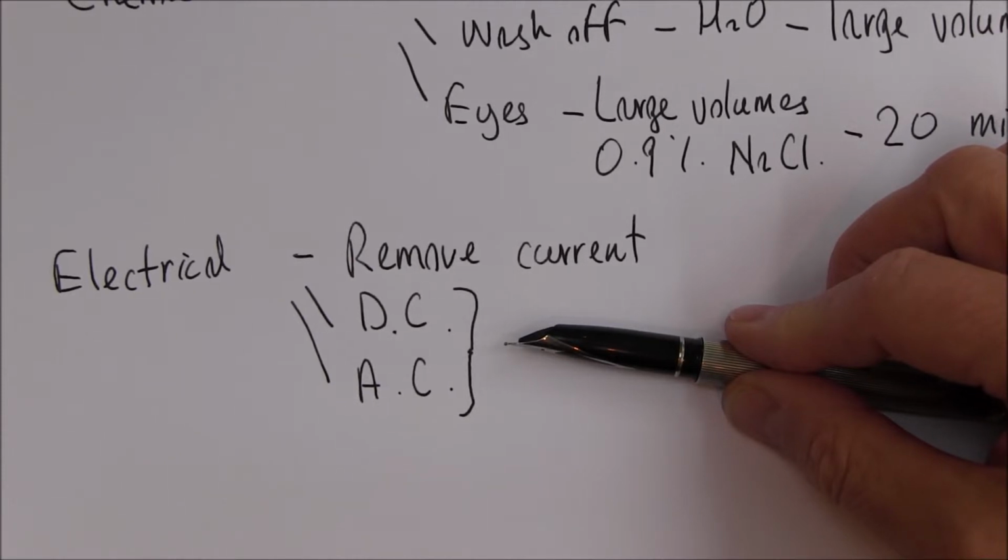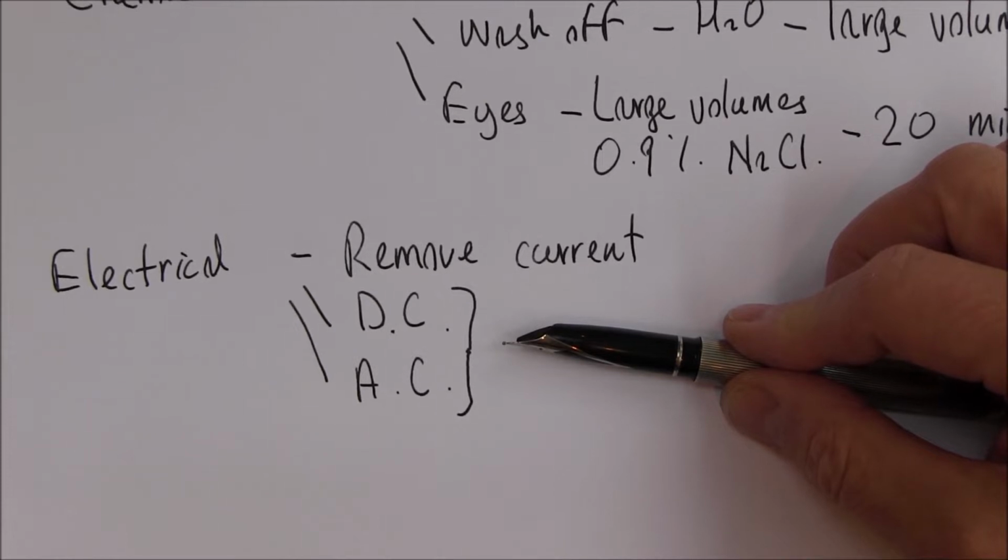So we need to disconnect the source, ideally by switching it off, or pulling them away from the source, but making sure we insulate ourselves from the patients. So if we're grabbing them, we could grab them through a large bundle of some insulating material, depending on the voltages, of course. If it's very high voltage, even that would not be adequate. So do think about your own safety there.